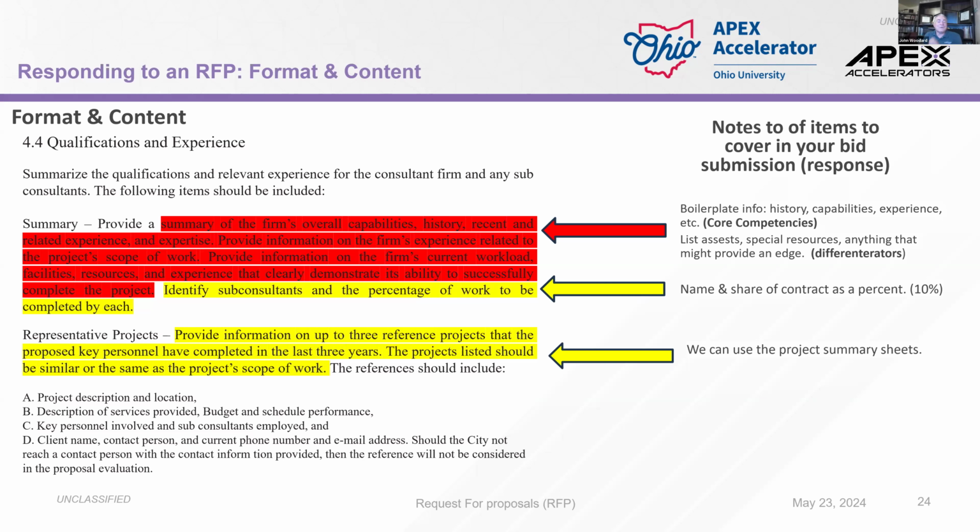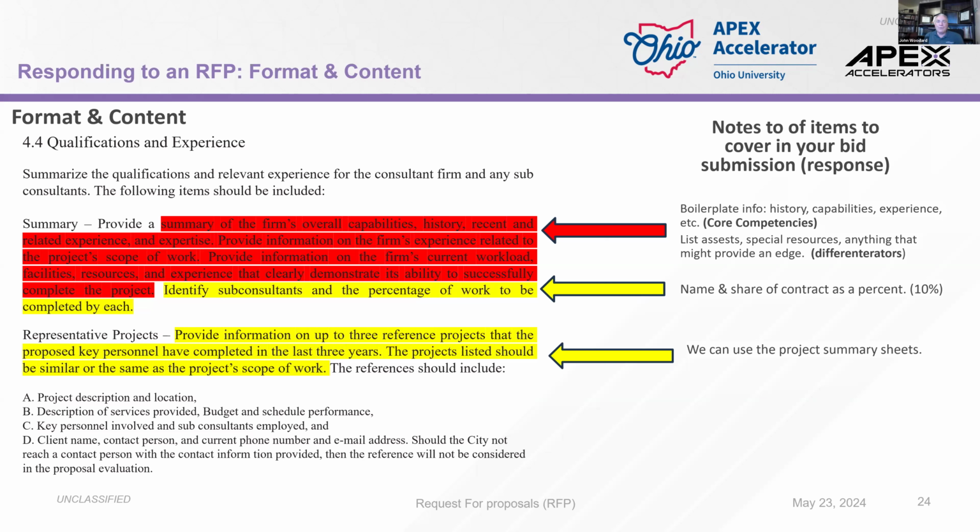No, that's great, Don. Thank you. So in format and content, you have qualifications and experience. Again, a summary of the company. Now, this is where your capability statement comes in handy, because we only have 15 pages to work with. Those 15 pages mean you have to have your cover letter, your table of contents, your disclosure of conflict, litigation history, and things like that you're all going to respond back to.